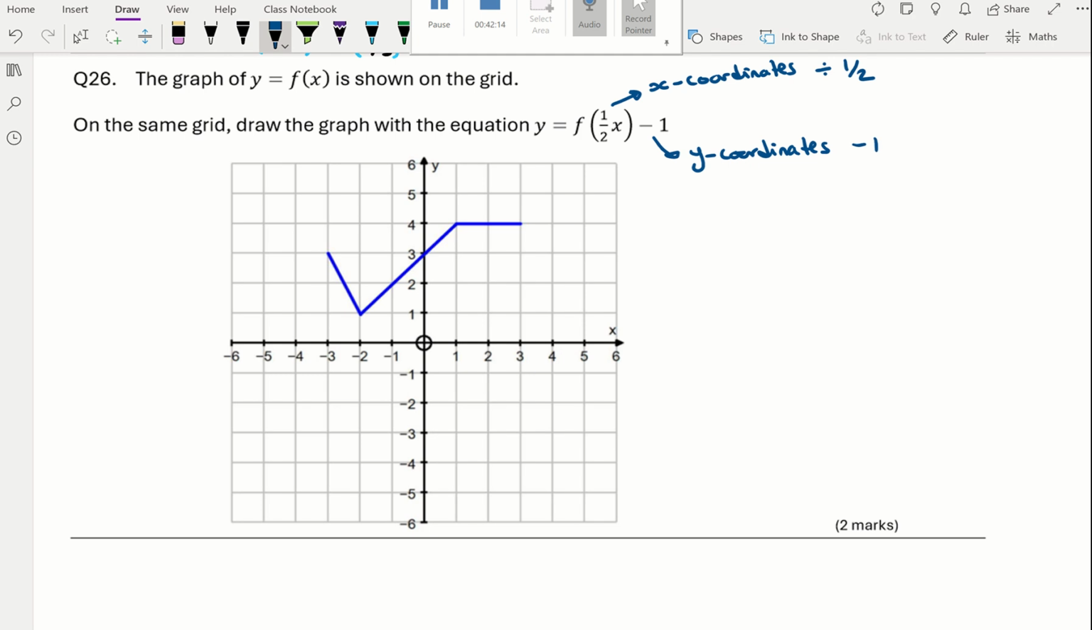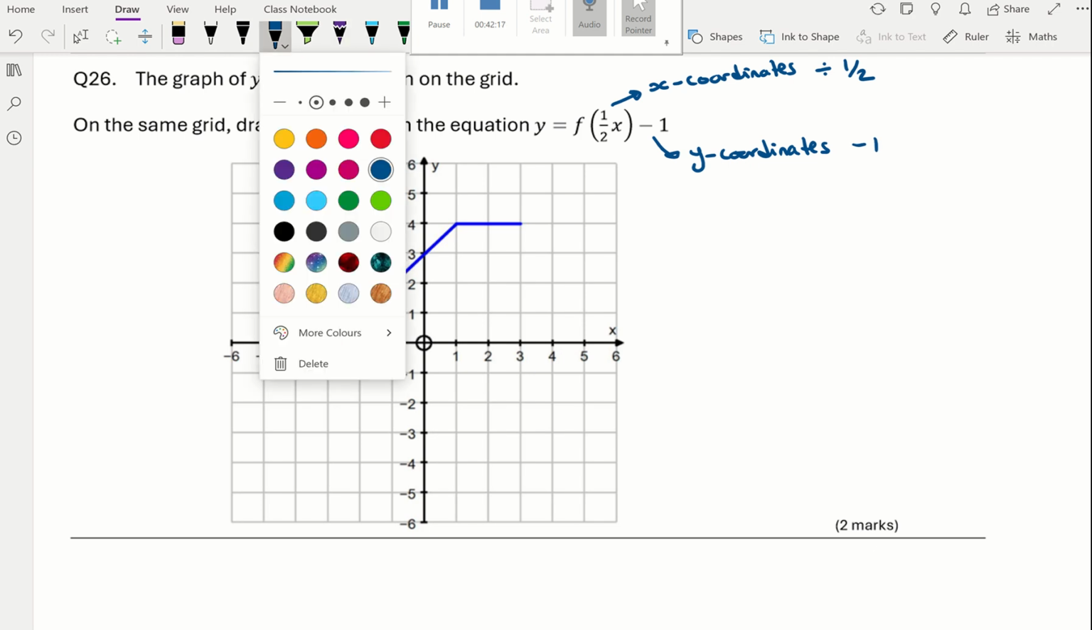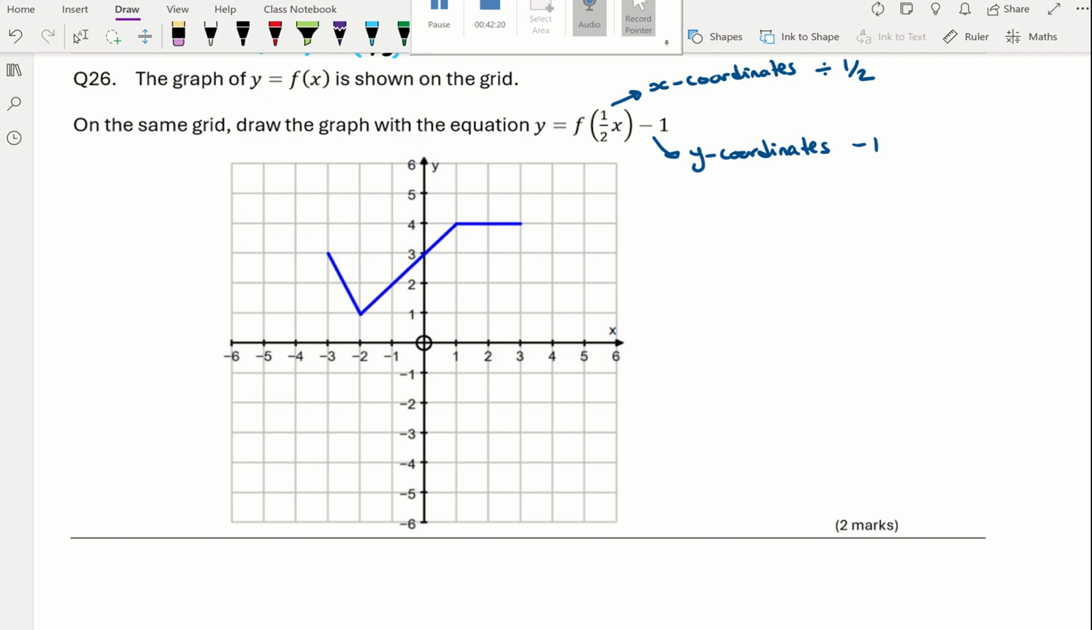This only affects the y coordinates, and it does what it says. So this is minus 1. And I would pick the coordinates that have whole numbers. So this coordinate is -3, 3. This is -2, 1. This one is 0, 3. That one is 1, 4. And that one is 3, 4. These would be the coordinates that I would do this for.